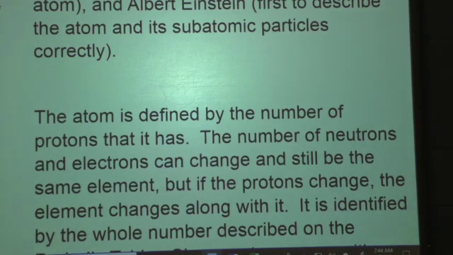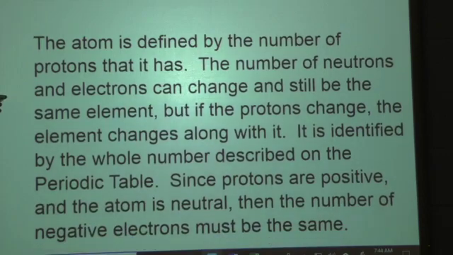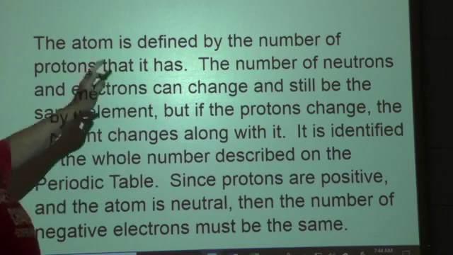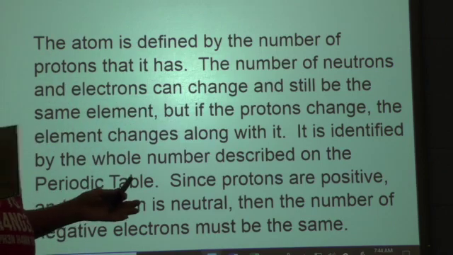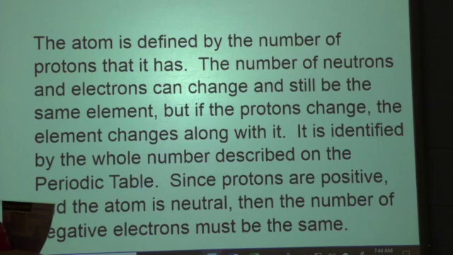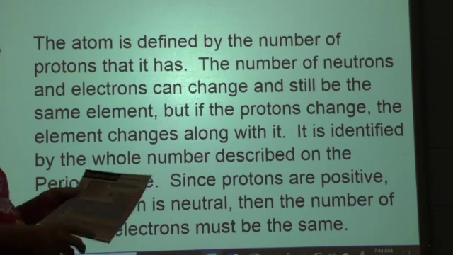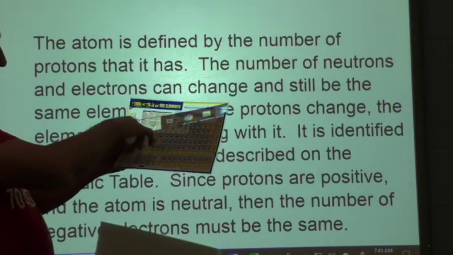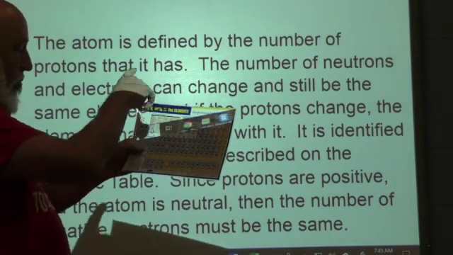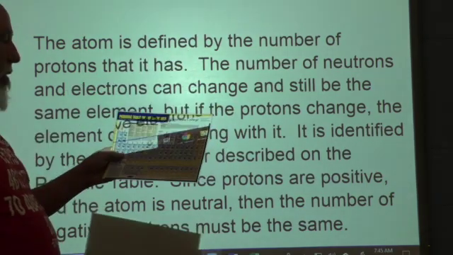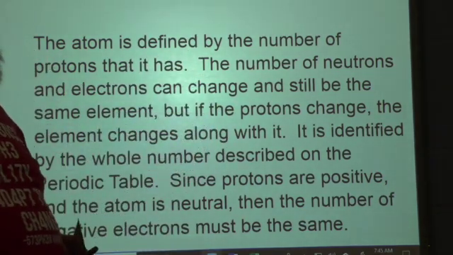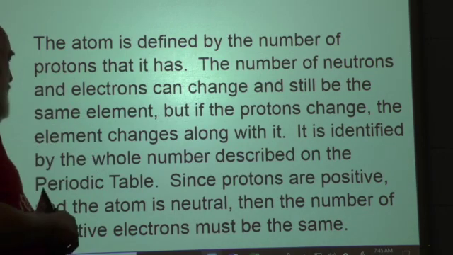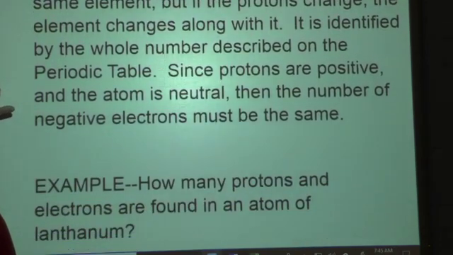Alright, so the atom is defined by the number of protons that it has. The number of neutrons and electrons can change and still be the same element, but you can't change the number of protons and have the same element. Now, that value, at least on this periodic chart, is the whole number in each of these boxes. Hydrogen is 1, helium is 2, lithium is 3, beryllium 4, boron 5, and so on. Those describe the number of protons in each of those elements, which you probably know already, but we have a specific name for that, and that is the atomic number.